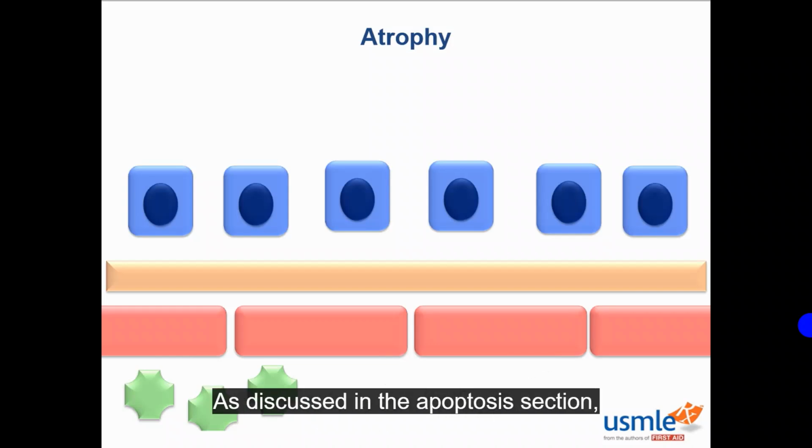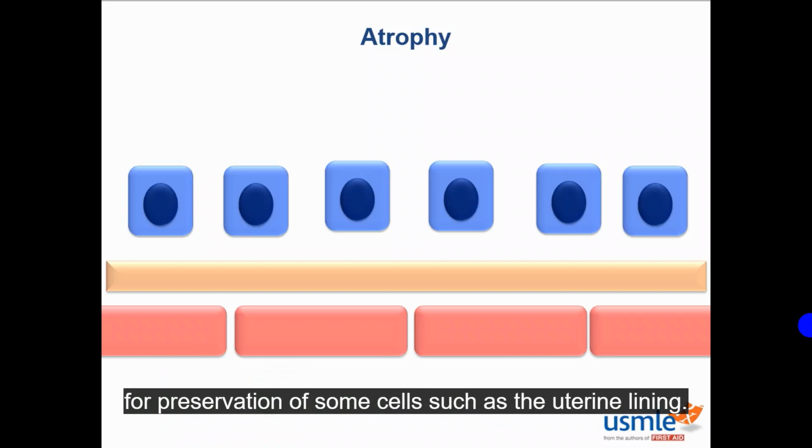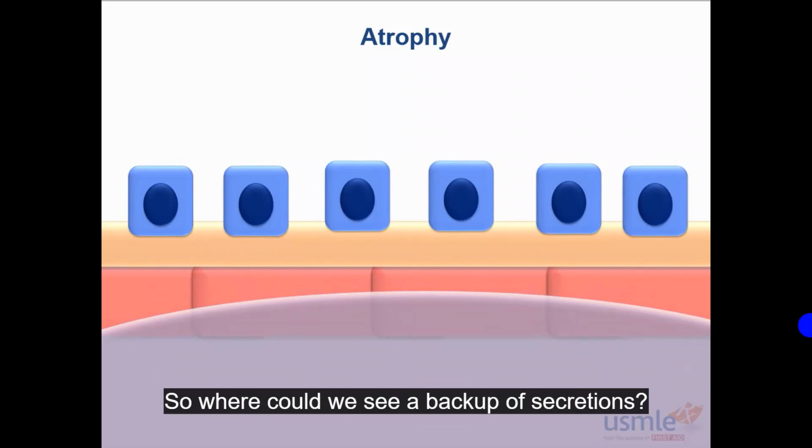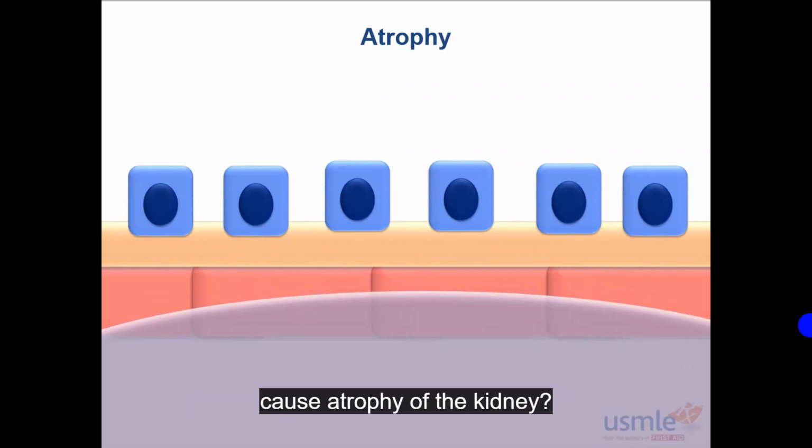So what about hormones? As discussed in the apoptosis section, hormone stimulation is required for preservation of some cells, such as the uterine lining. We can also have atrophy as a result of compression. Compression of cells by anything, such as a tumor, hemorrhage, or backup of secretions, may lead to decreased blood flow and atrophy of the affected cells. So where could we see a backup of secretions? For example, when would a buildup of urine cause atrophy of the kidney? Well, how about if there's a urethral stone or a ureteral stone?